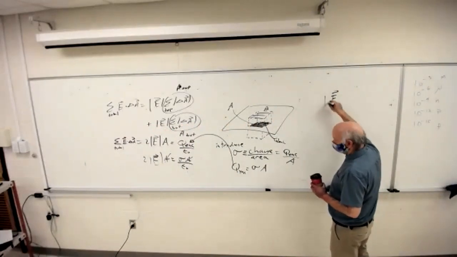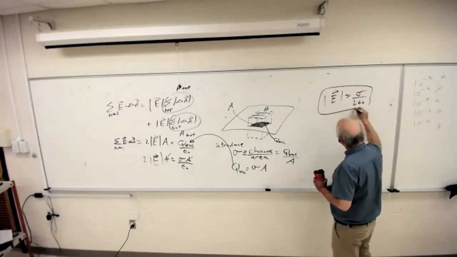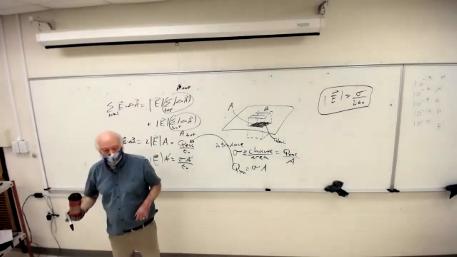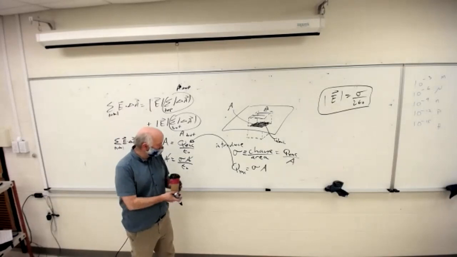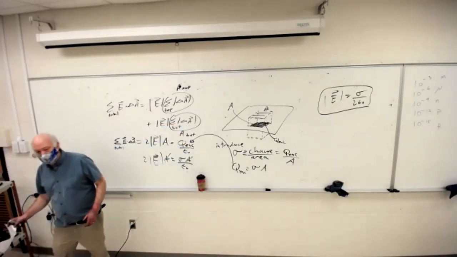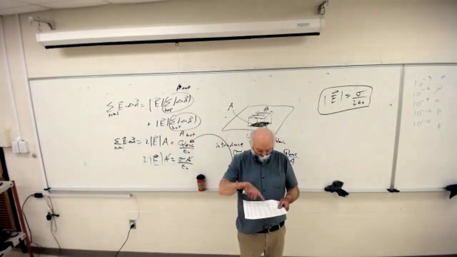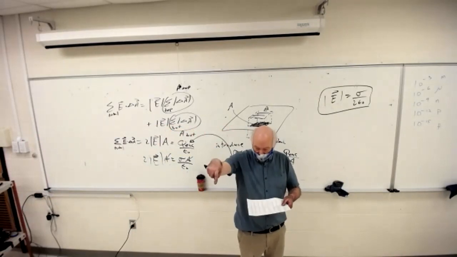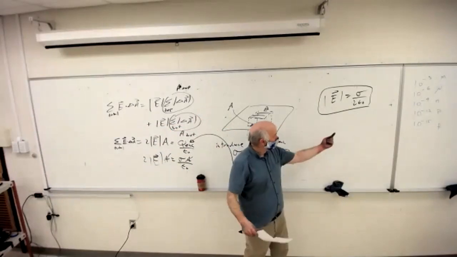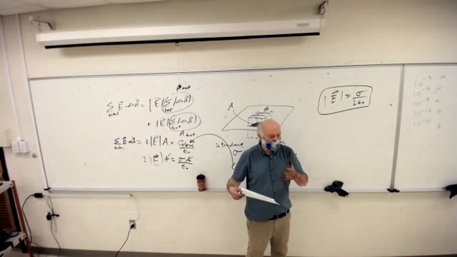Solve this for E, so that E gives me sigma over 2 epsilon naught. What's odd about this? What does it not depend upon? Yeah, so here's my infinite plane. Imagine I have an infinite piece of paper, uniformly charged. How does the electric field here compare to here, compared to here, compared to here? It's a constant. It's a constant due to the fact that this is infinite.